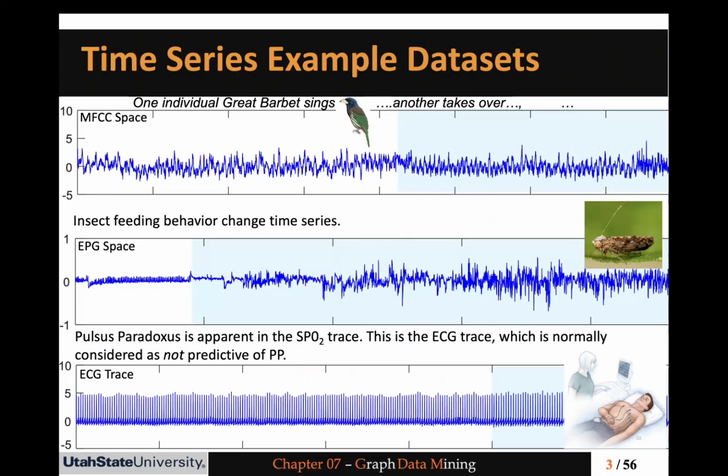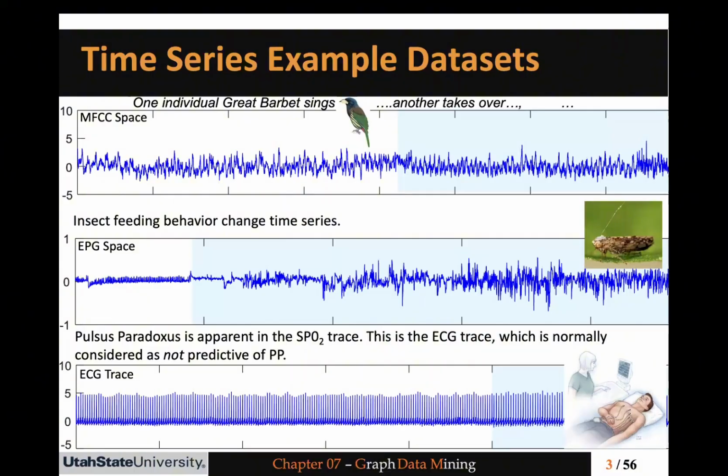Here we have three different examples of time series data from a benchmark data set, the UCR benchmark data set of Keogh's group. I like to give examples which are less obvious for us. For example, the last example is a pulsus paradoxus problem, which is typically shown well using the SpO2 trace, and that's what the doctors use for noticing pulsus paradoxus problems.